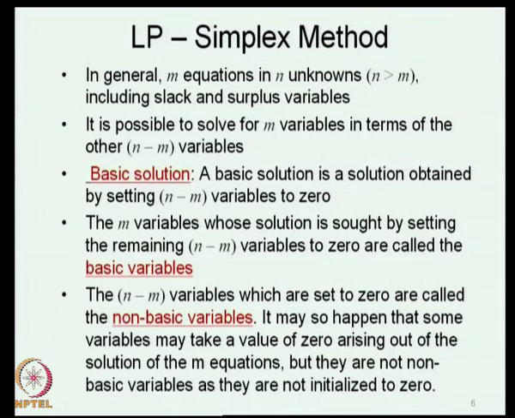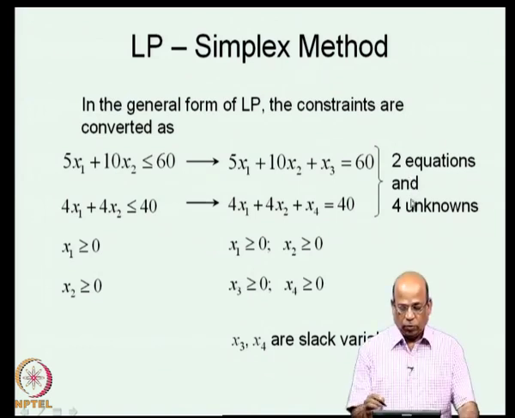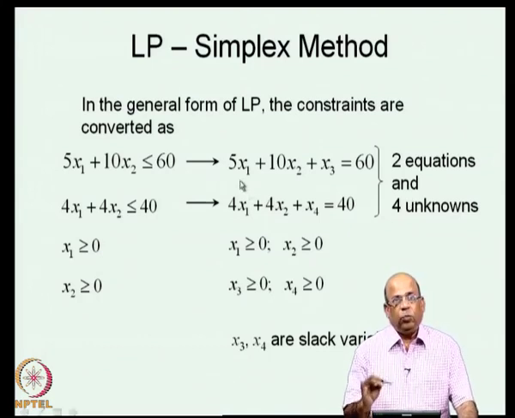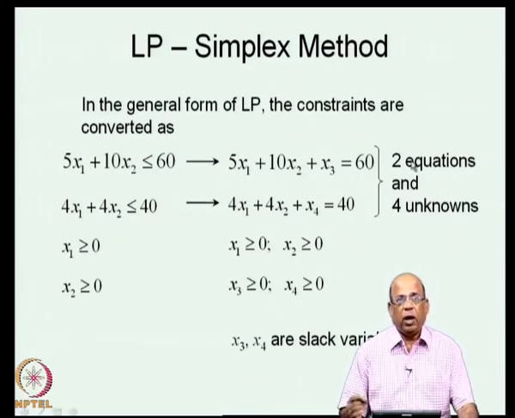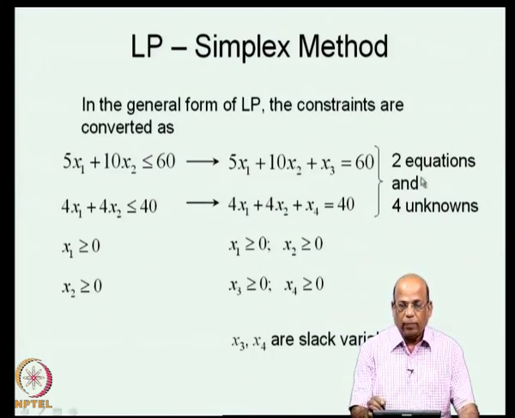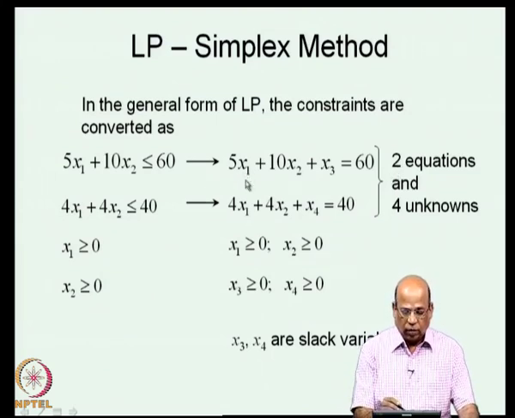Okay, we will revisit the example now. So, this was the example. You have 2 equations and 4 unknowns. What we will now do is set 2 of the variables to 0 and solve for the remaining 2. What are these remaining 2? They are 4 minus 2. So, n minus m variables you are setting to 0 and you are solving for m variables, which is 2. Now, you can set x 1 and x 2 to 0 and solve for x 3 and x 4. You can set x 1 and x 3 to 0, solve for x 2 and x 4, and so on.